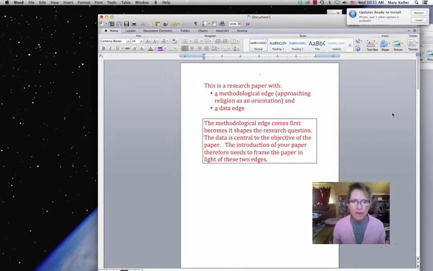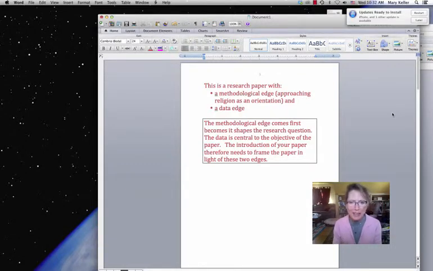In your minds, the methodological edge needs to come first because it shapes the research question. That is what methodologies do. They shape the research question for one. And so it comes first. Now, the data is central to the objective of the paper.